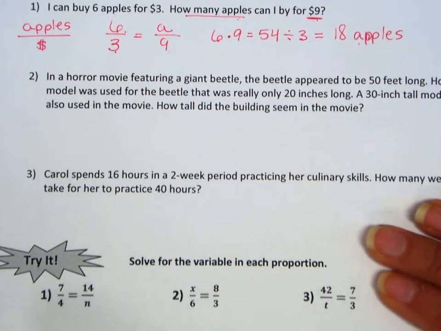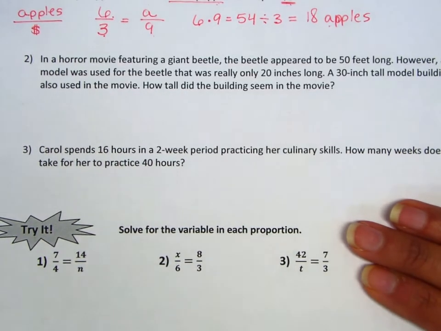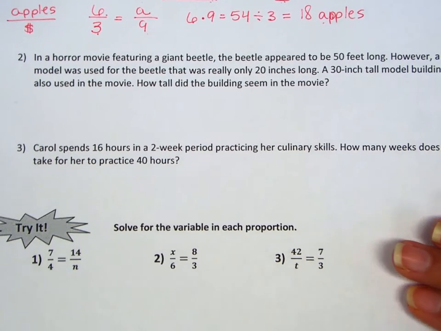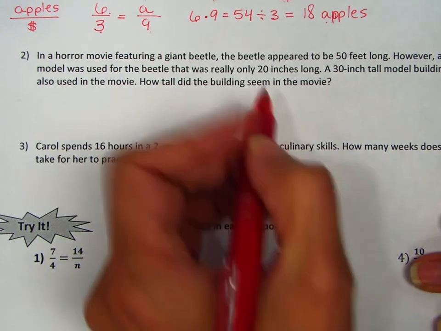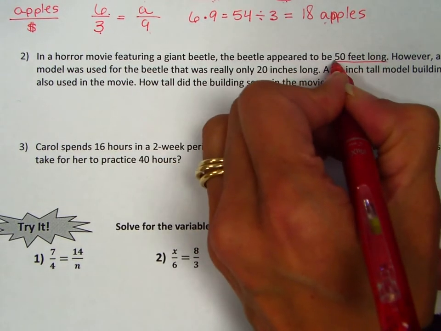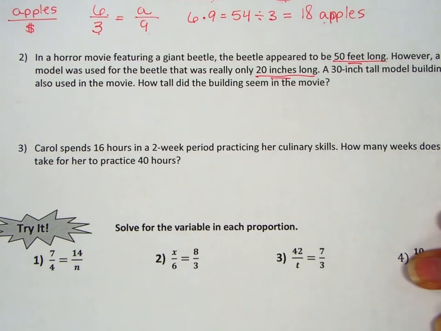Let's try another word problem. We have a horror movie, and this horror movie has a giant beetle, and the beetle was 50 feet long. But we know when they make those movies that they actually use models. So the model for the beetle was really 20 inches long. So we have 50 feet and 20 inches.